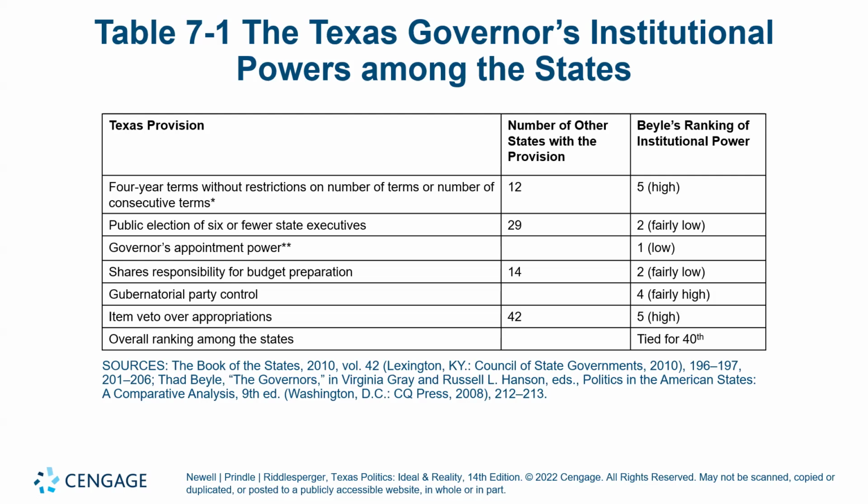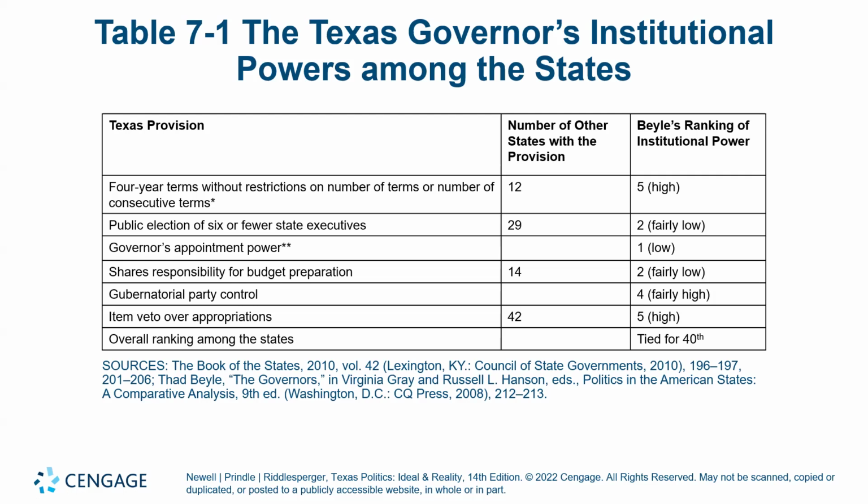So, 4-year terms without restrictions on number of terms or number of consecutive terms. Number of states with the provisions. So there are 12 other states that have the same setup where the governor is not term limited. So that is ranked as a high power, right? Because if you can stay on in your political power as often as you would like, considering that you keep getting reelected, then that does make you more powerful because then you can continue being in power if you are still being reelected.